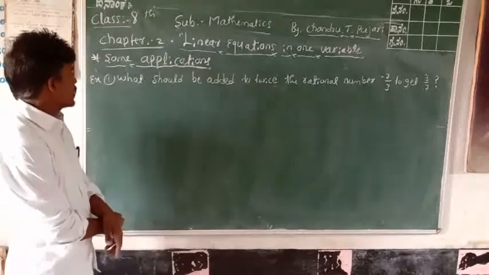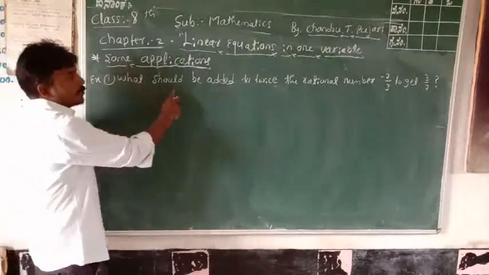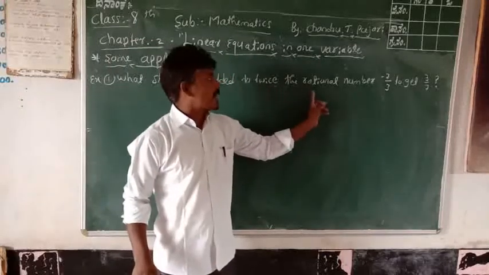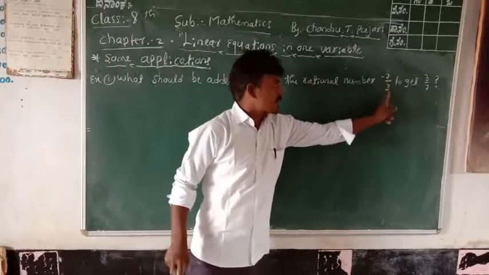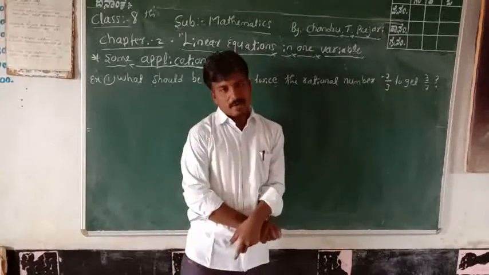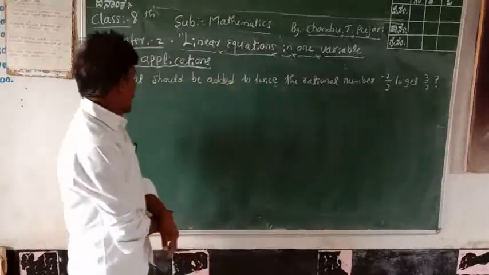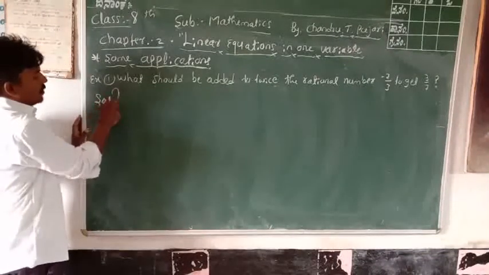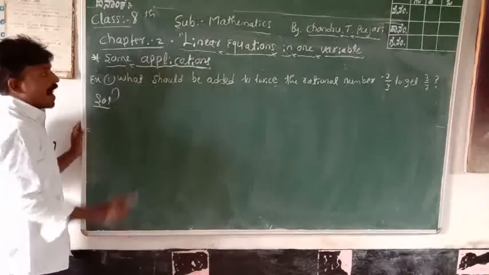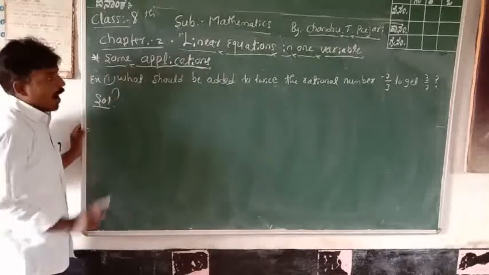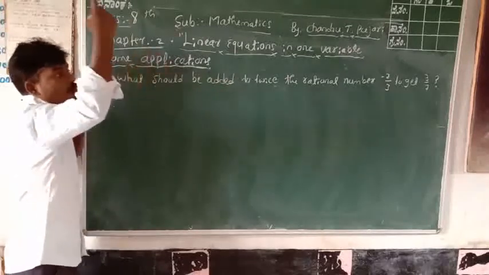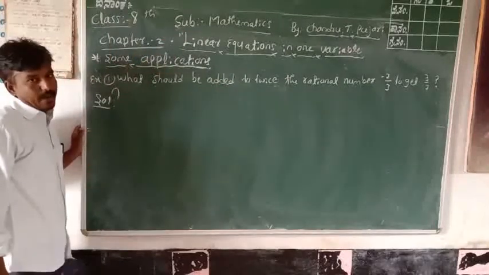Application examples. The first one is: what should be added to twice the rational number minus 7 by 3 to get 3 by 7? The solution. Therefore, the question is, what should be added to twice the rational number minus 7 by 3? We get the answer 3 by 7.